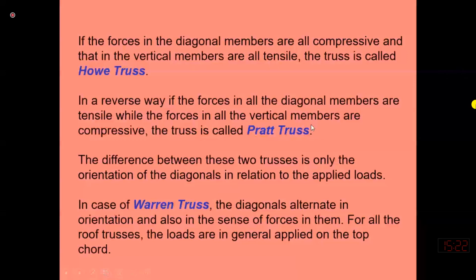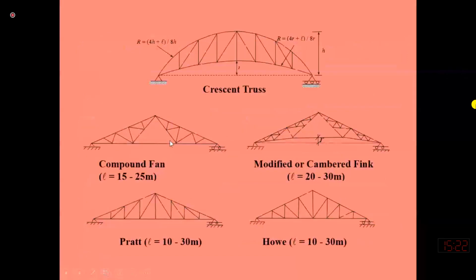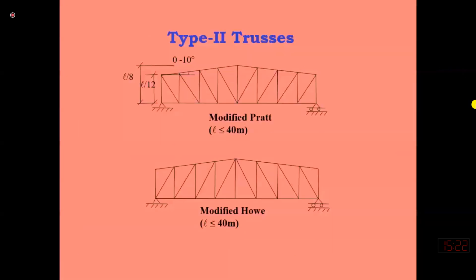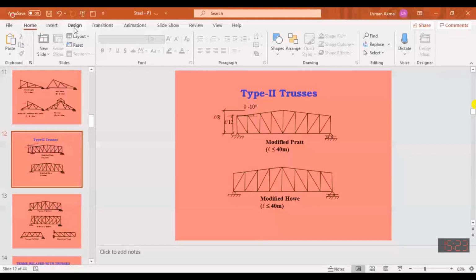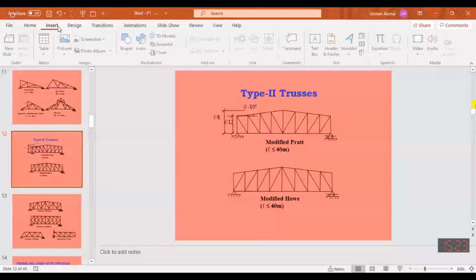Here is the Howe. Actually, this is the Pratt truss and this is Howe. The pattern of the diagonal members is reversed. Actually, in a roofing system, load is acting on the top. I would like to explain by sketching.